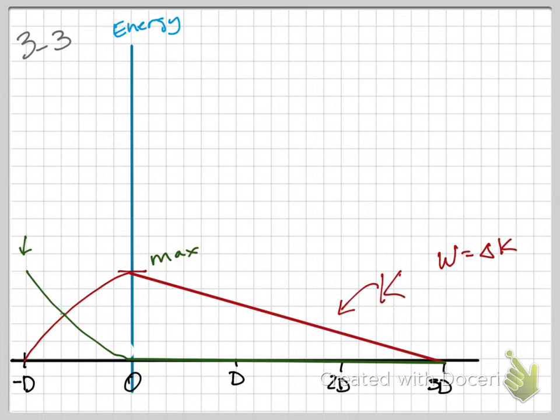1 point for the potential energy being 0 from x equals 0 to x equals 3d. The spring has lost contact with it. There's no change in gravitational position, so it's 0 to 3d. And then 1 point for kinetic energy being linear from x equals 0 to x equals 3d, and for ending at 0, its final value, because the block comes to a stop at 3d. So that's 4 points for part A.